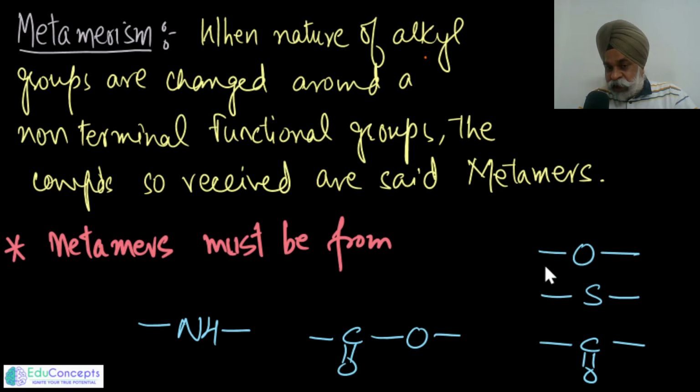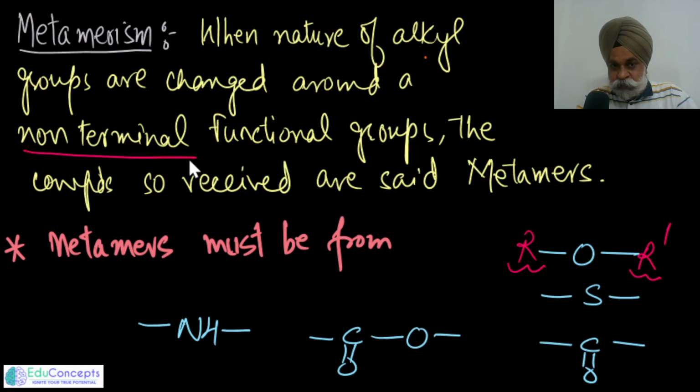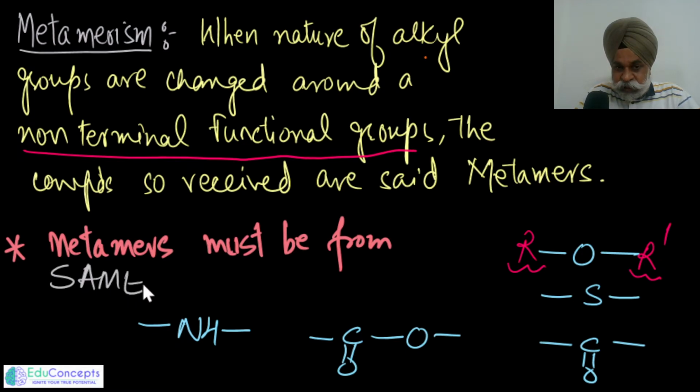Whenever you have a functional group of the non-terminal type, and around this non-terminal functional group you keep on changing the nature of the alkyl group, because on both sides you have some alkyl group, if these alkyl groups are changed, whatever structures you get would be classified under the category of metamerism. So when the nature of alkyl groups is changed around a non-terminal functional group, this is an important point, the compounds so received are called metamers. But one thing is very important, metamers must be from the same homologous series.